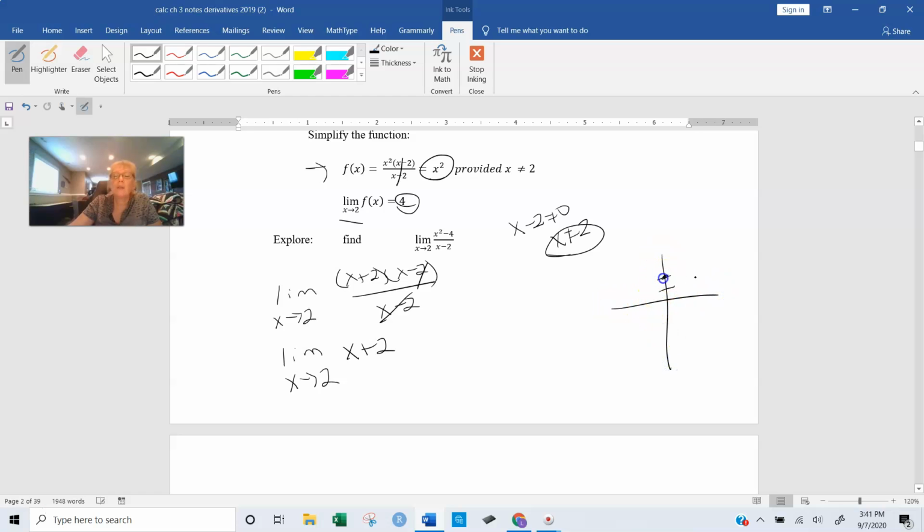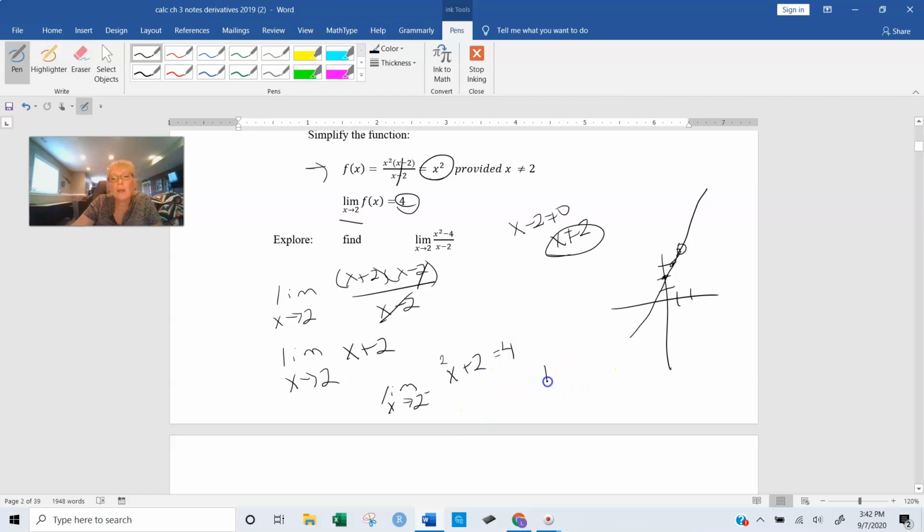Plus 2, there's my y-intercept. It's got a slope of 1, and there's my line this time. At x equals 2, there is no value. So what happens as the limit x approaches 2 from the left of x plus 2? Well, as you look, as it approaches 2, if we plugged in 2, we would get 4. And it does. It continually approaches 2, 4. So this limit is 4.